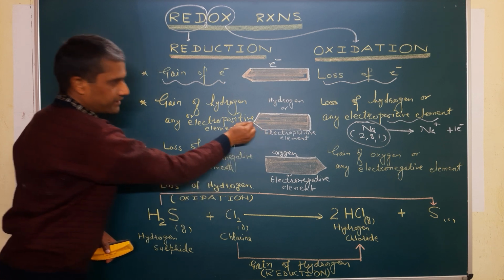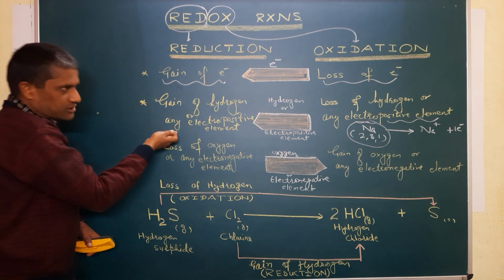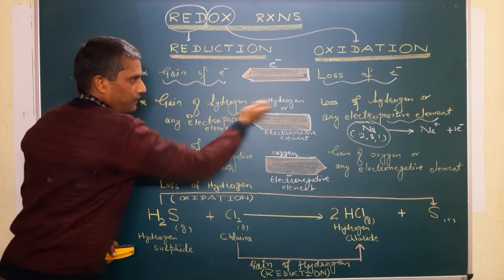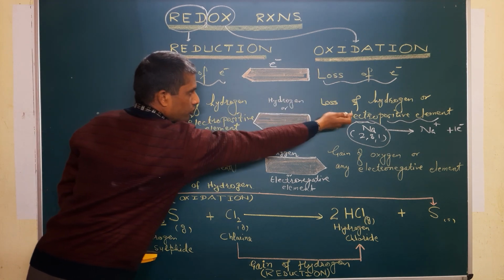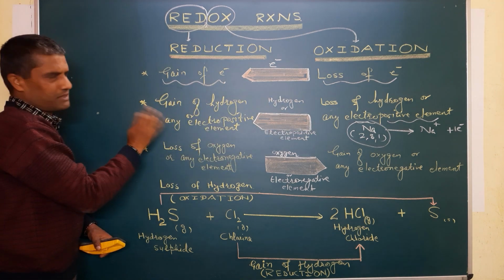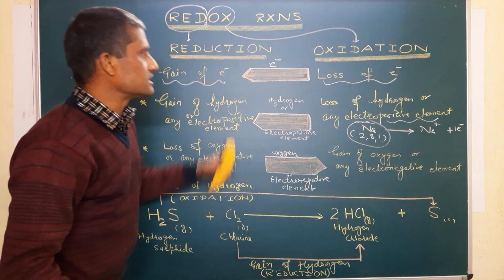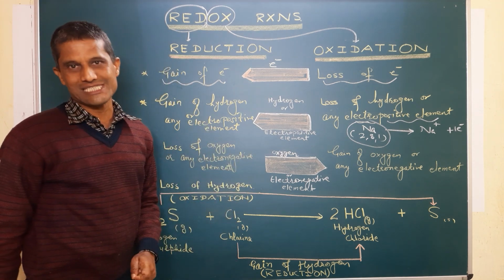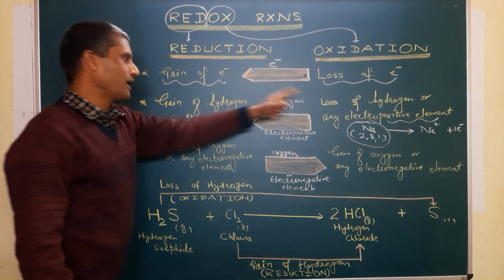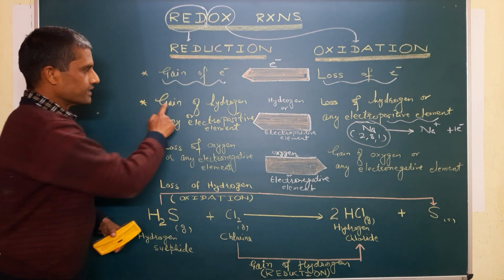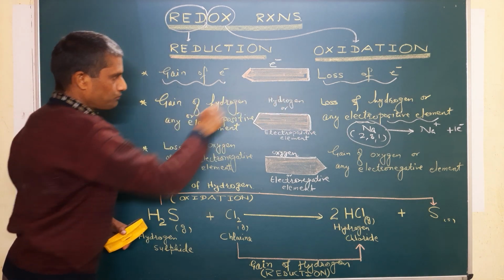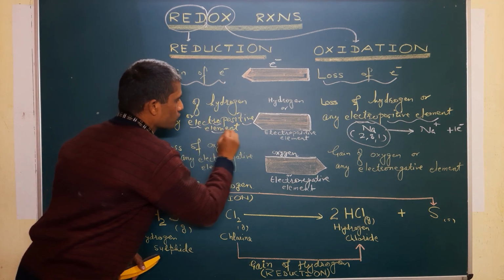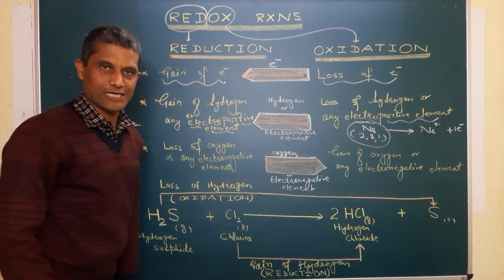Here another arrow is coming up towards this one, which means it's the loss over there, gain is here. So loss of hydrogen or electropositive element is called oxidation, opposite in the case of reduction. It is very simple to memorize these definitions, provided you know the pattern running through them. Here it's loss, the other is gain. There is loss of hydrogen, here gain of hydrogen, or once again, any electropositive element.